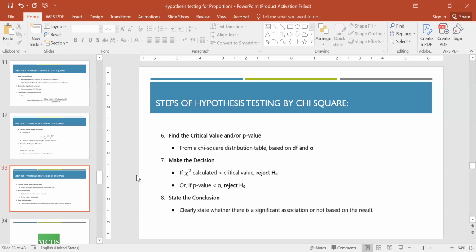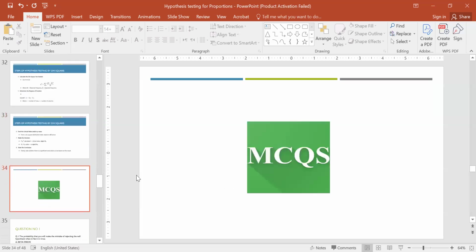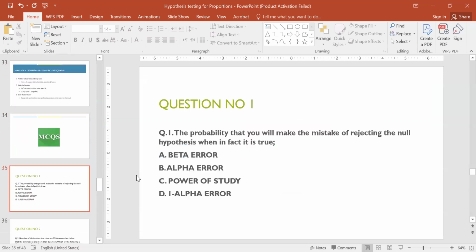This is just a brief overview, so that when we move to the next class of the chi-square, we are more prepared for it. So this was all about the hypothesis testing for proportions. Now it's the time for MCQs.